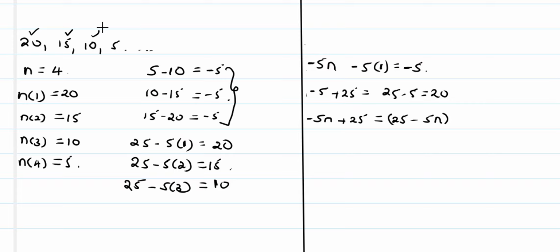So correct. And then finally, the fourth term, we can do it here. We have 25 minus 5 times 4. And because 4 is the fourth term, of course, then we have 25. 5 by 4 is 20. So 25 minus 20 is 5. And 5 is our fourth term. So our nth term formula is correct. It is 25 minus 5n. So that's how we find the nth term of a linear sequence.